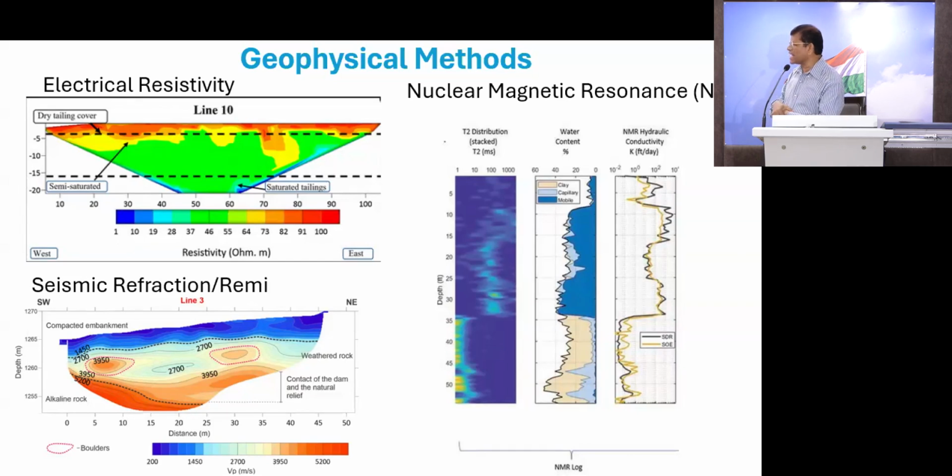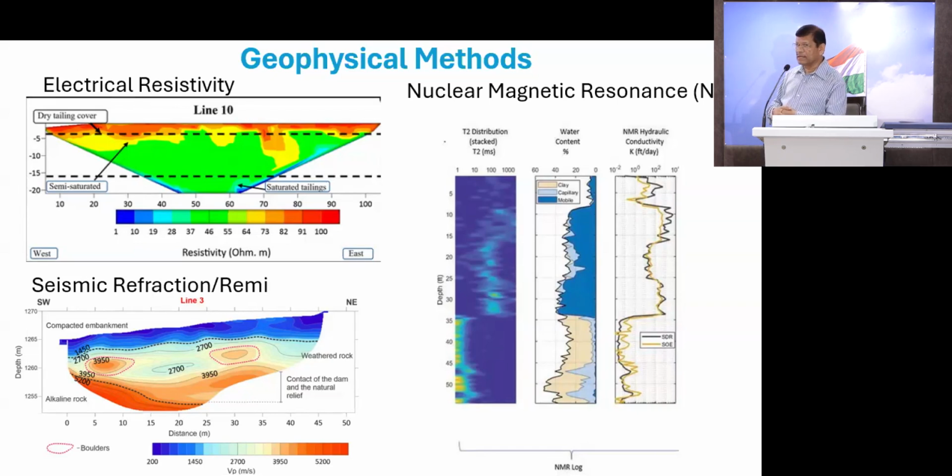Then comes the seismic refraction, or ReMi or MASW, mostly shear waves. That also can give you some idea about the strength, what the material there is. This is an example from a dam site, a rock-filled dam, so there are also some boulders in it, and the seismic refraction can easily identify that.